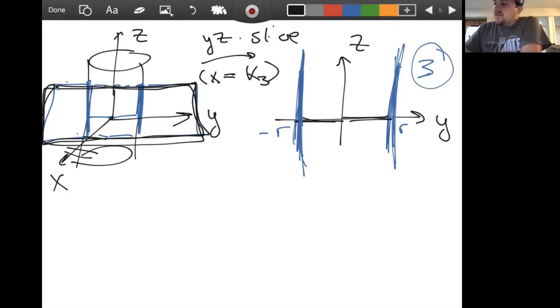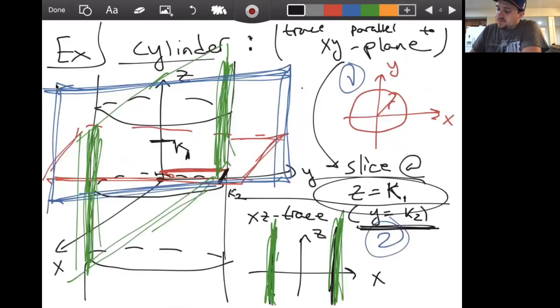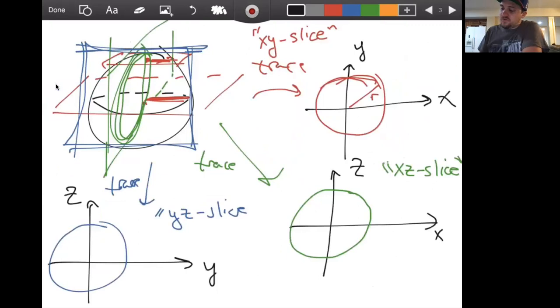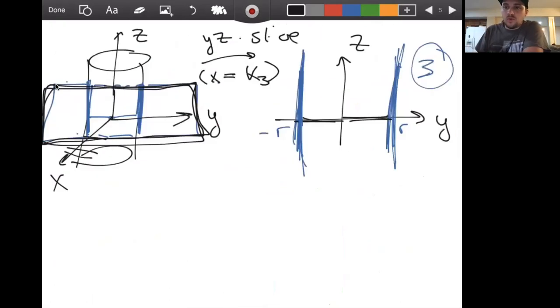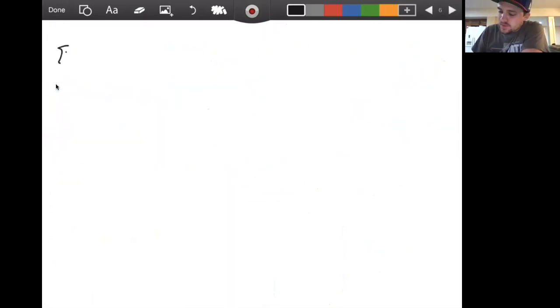So that's an idea of traces. So now let's go the other way, right? The first two times I was like, here's a sphere, what are the traces? Here's a cylinder, what are the traces? But in the quote unquote real world, it'll be the other way. You'll be just given a function, and you have to first find the traces based on the function, and then use the traces to piece together what the quadric surface looks like. So let's look at an example here.